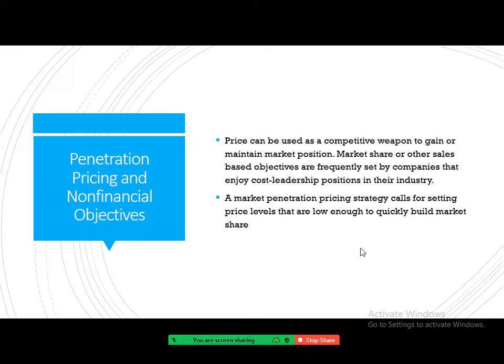A market penetration pricing strategy calls for setting price levels that are low enough to quickly build market share. Historically, many companies that use this type of pricing were located in the Pacific Rim. The scale-efficient plants and low-cost labor allowed these companies to blitz the market. It should be noted that the first-time exporter is unlikely to use penetration pricing.